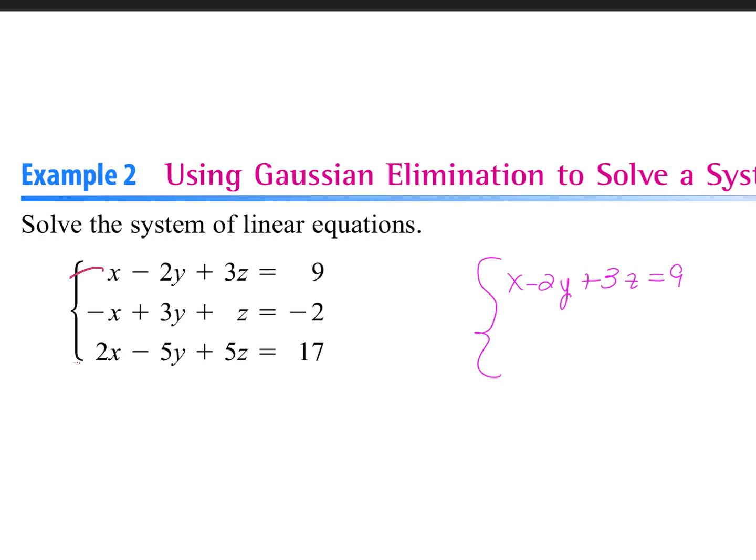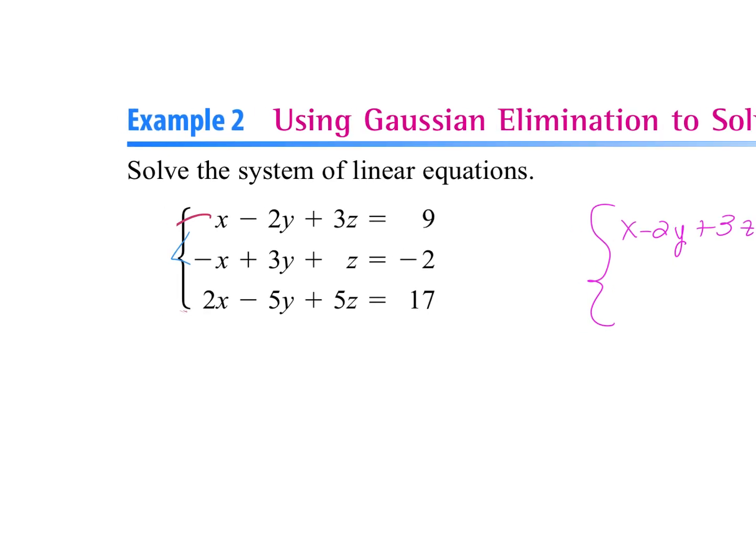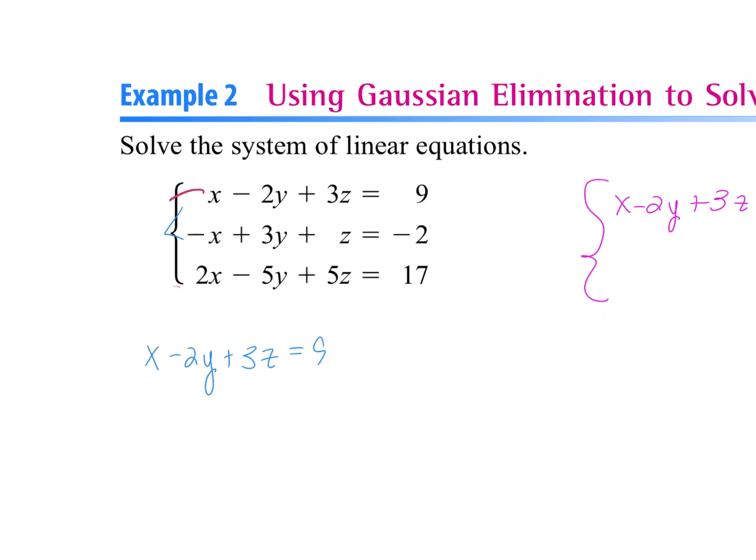I want my second equation to just have a y and a z. So according to the steps I just wrote in the previous slide, we're going to take equations 1 and 2, and we're going to combine them. We're going to eliminate the x. So x minus 2y plus 3z equals 9. Negative x plus 3y plus z equals negative 2. So in order for the variables to cancel out when you combine equations, they have to be exact opposites of each other. In this case, these already are. I don't have to do anything to these 2 equations.